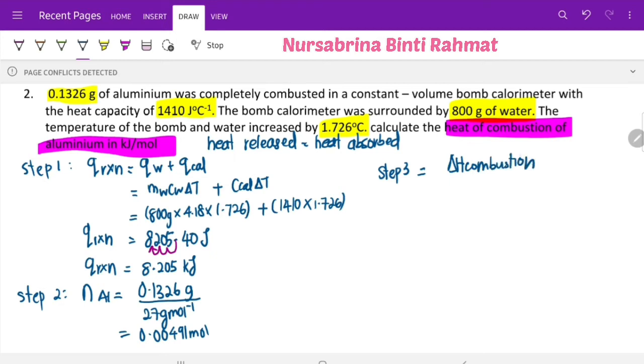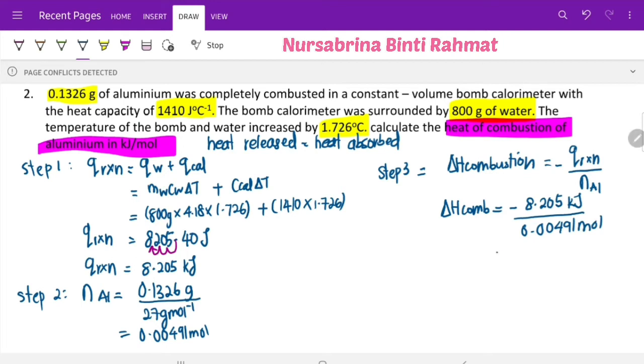Okay, so enthalpy of combustion is the heat release when 1 mole of substance is completely combusted in oxygen at standard condition of 298 K and 1 atm. So it is heat release, so that means it becomes negative Q reaction divided by number of mole of our Al. So delta H combustion equals, okay, Q reaction is negative 8.205 kilojoules, divided by the number of mole of our aluminium, which is 0.00491 mole. So it leaves you the answer to be negative 1670.7 kilojoule per mole.